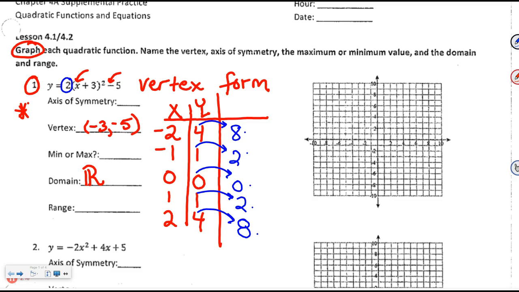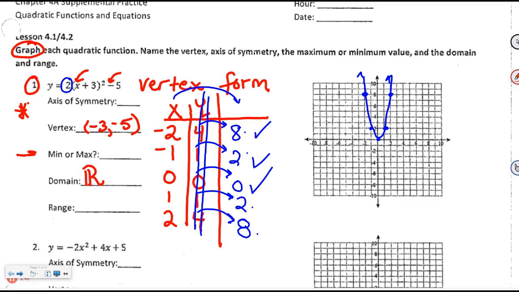Then what you do is you go plot all the points x, comma, new y. So you go to -2, 8, put a dot, check. You go to -1, 2, you put a dot, check. You go to 0, 0, you put a dot, check. You go to 1, 2, and then you go to 2, 8, and you make this nice parabola. And it's this one that you're going to slide.